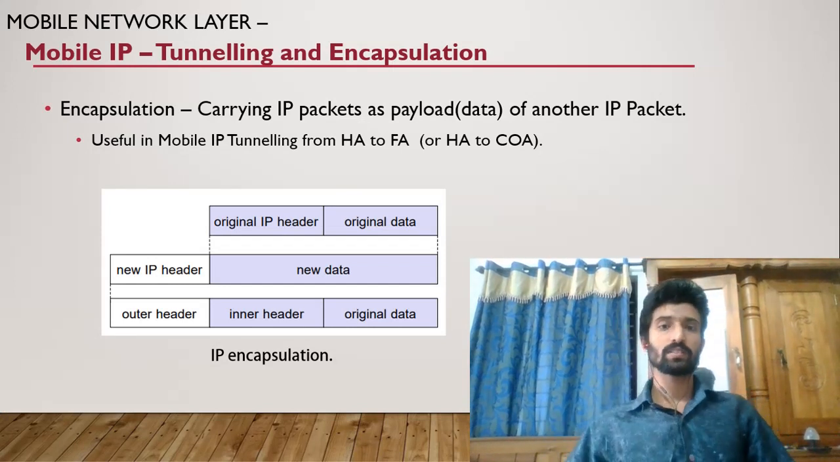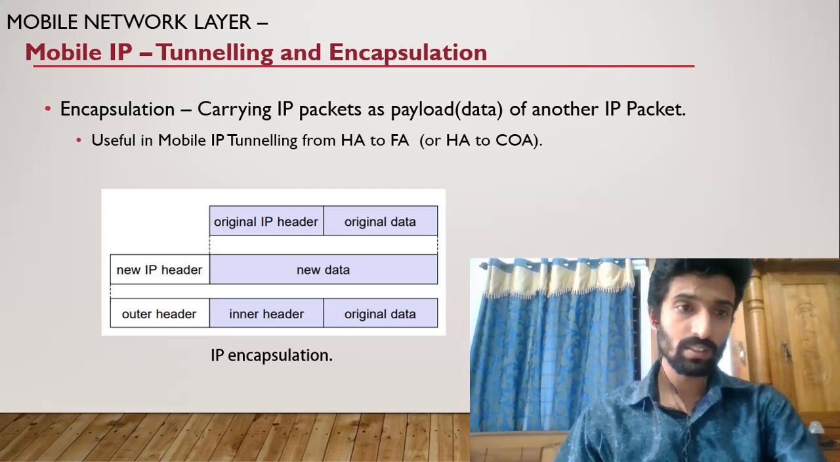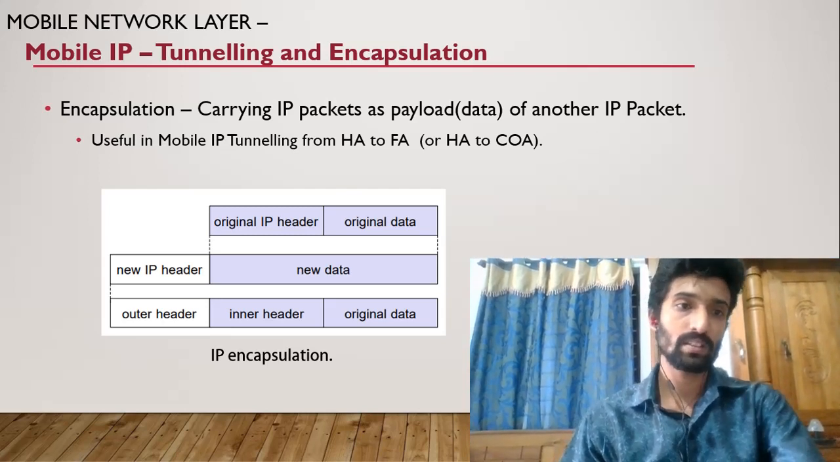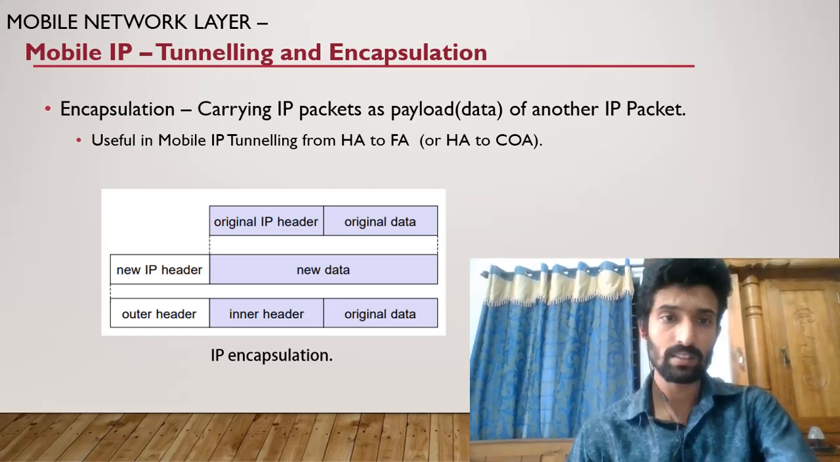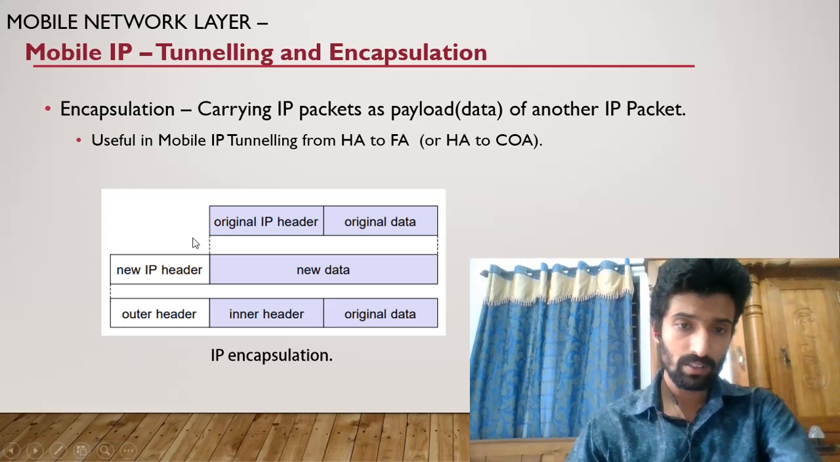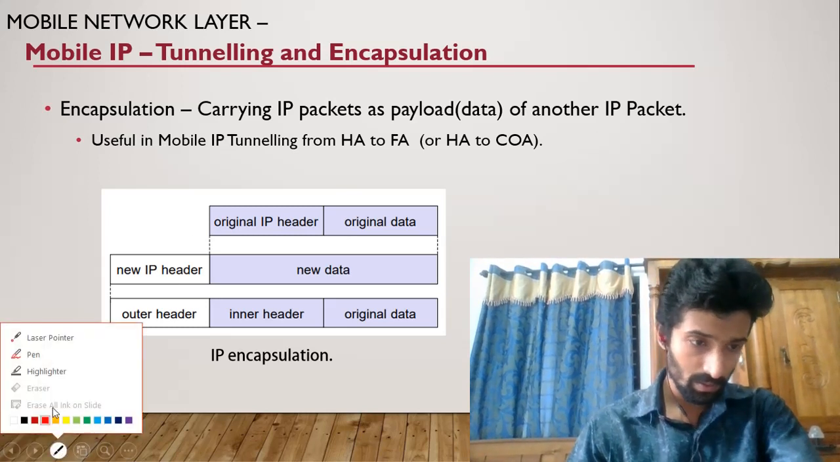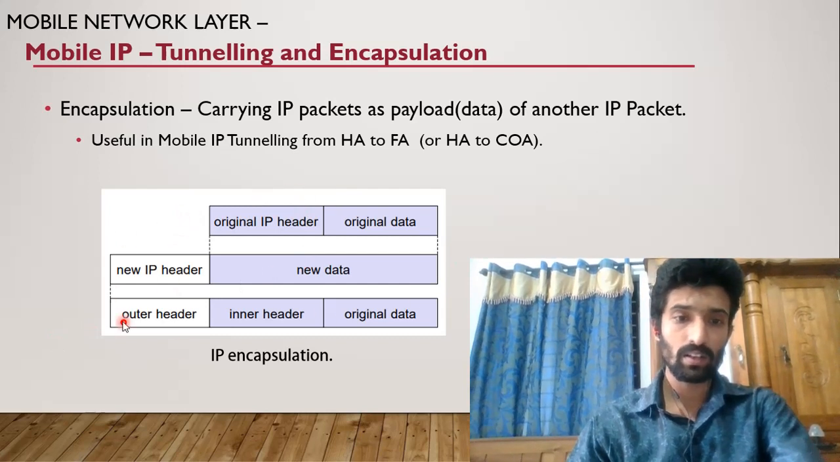Tunneling, as we discussed before, is a path from the home agent to the foreign agent. It uses a technique called encapsulation, in other words, encapsulation of IP packets. That means carrying IP packets as a payload for another IP packet. So this figure shows how the IP encapsulation is working.